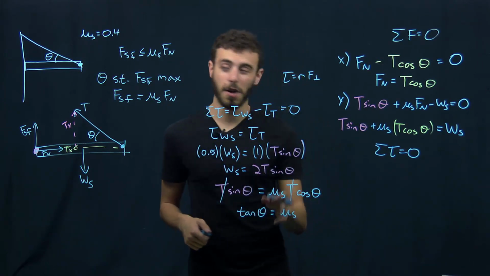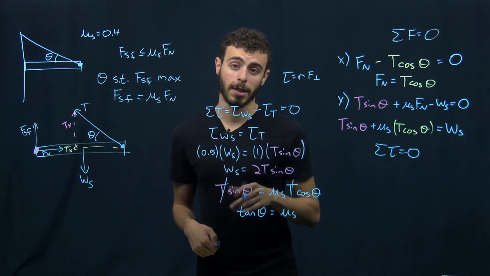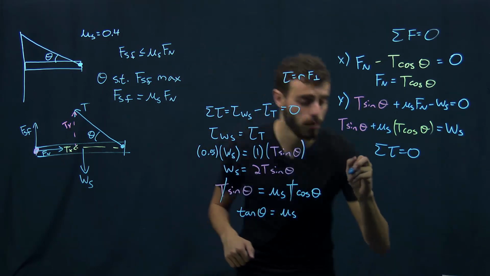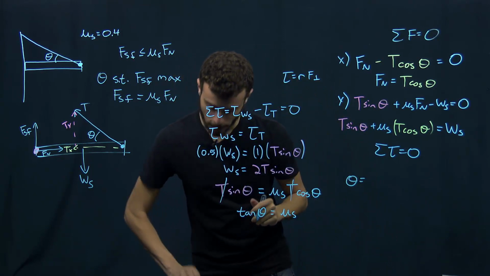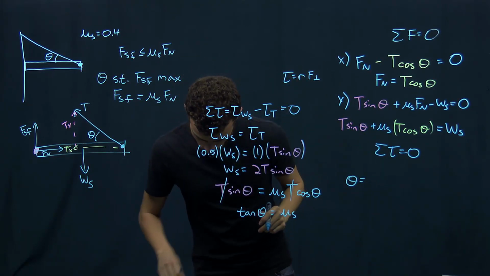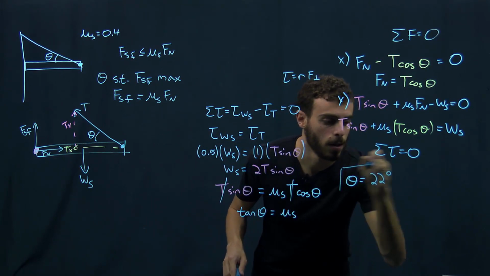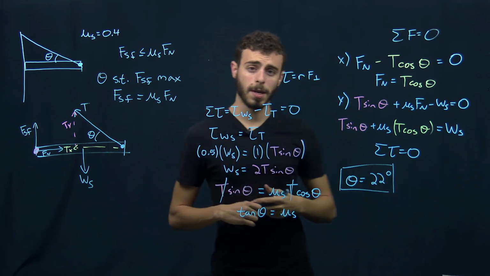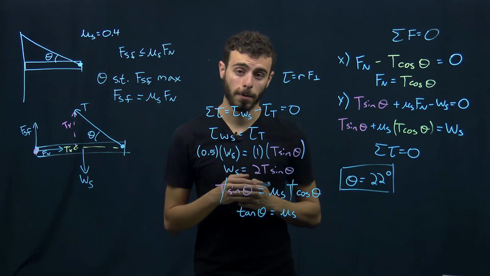At this point, we know mu s. That's the only thing we need, and we can solve for this directly by taking the inverse tangent of mu s. When we do that, we get a solution that our maximum angle theta should be equal to 22 degrees. That's to say, if theta is larger than 22 degrees, we're going to have a problem, and this won't be in equilibrium. It'll start slipping down the wall.